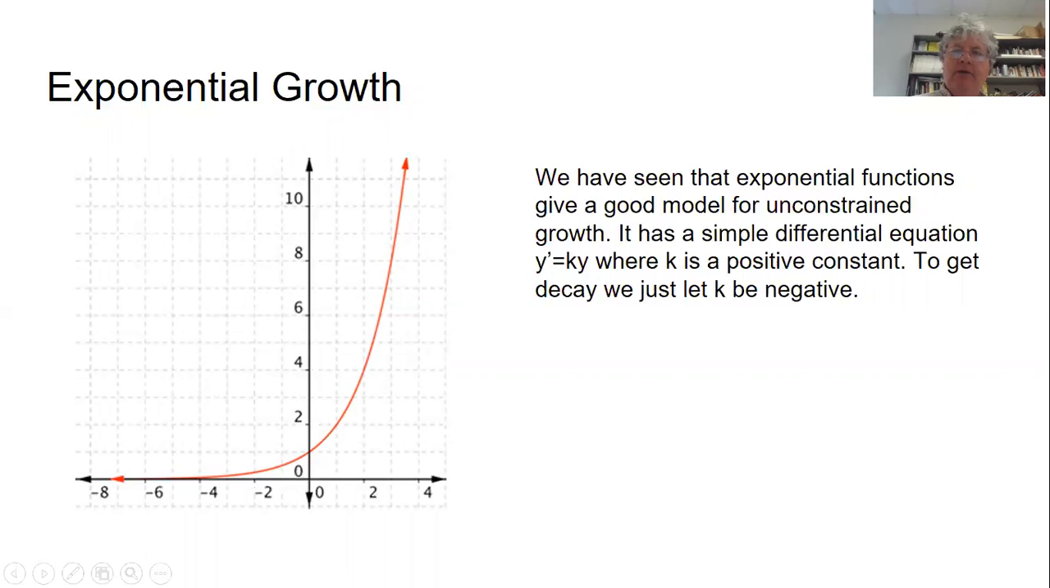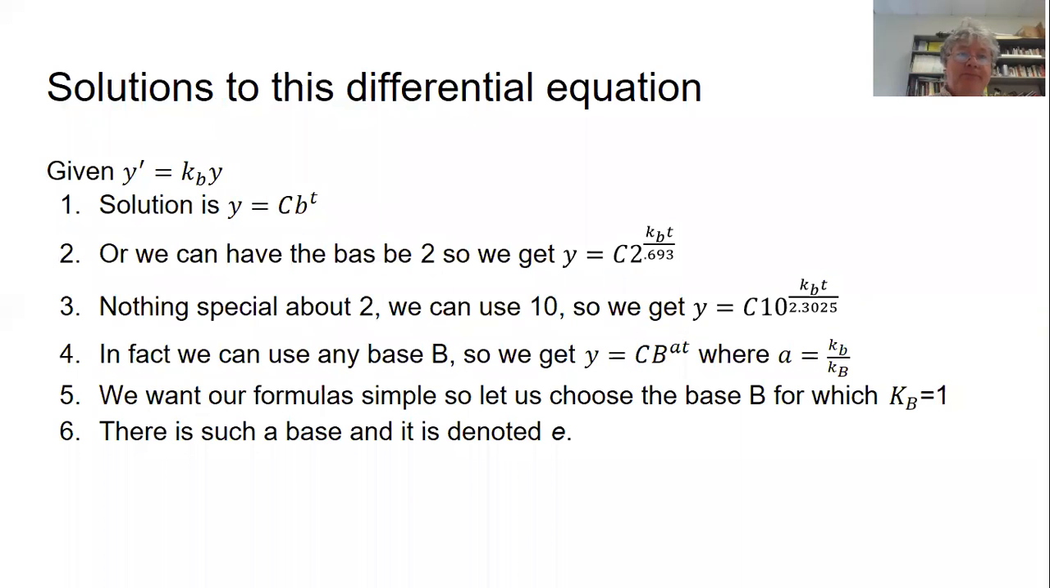Okay, so we've seen that exponential functions give a good model for unconstrained growth. So there's a differential equation y prime equals ky, where k is a positive constant, and to get decay we just let k be negative. So we can solve a differential equation pretty easily.